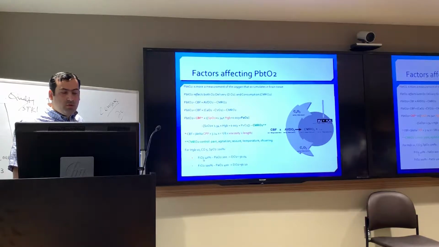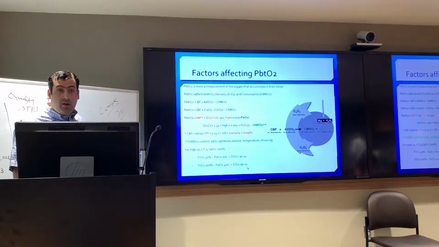Your FiO2 is 40%. Your PaO2 will be 200, so oxygen carrying capacity is 50.04, okay? You increase it to 100%, it goes to 50.1. That's the overhead compartment. It doesn't carry too much. It gives you a high number. Why? Because there will be a lot of leftover that no one used. It doesn't imply anything. So don't go with that number.